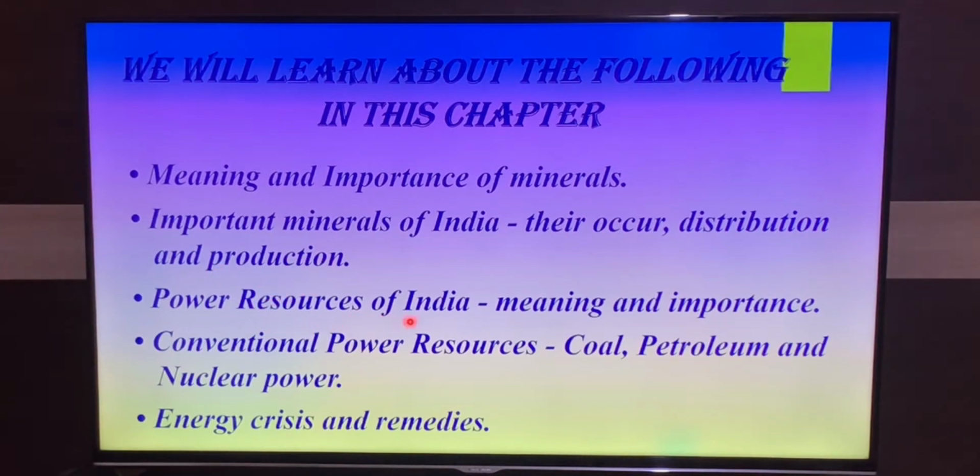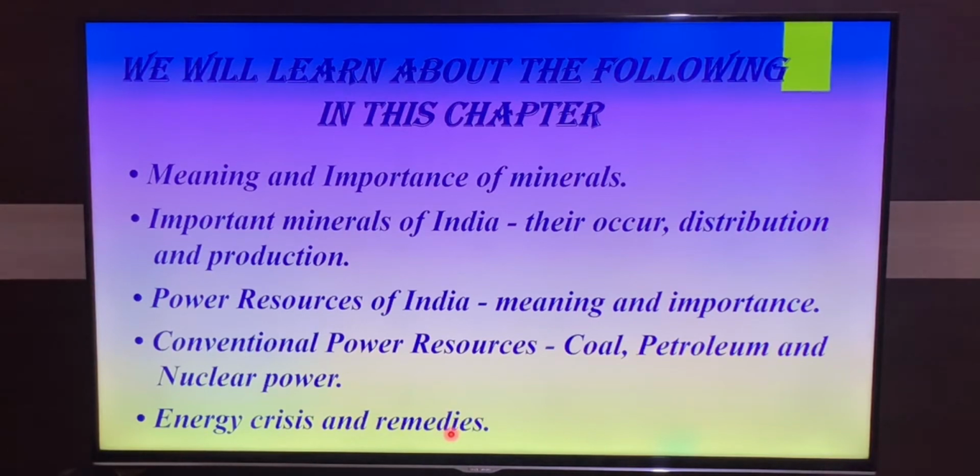Power resources of India, meaning and importance. Conventional power resources: coal, petroleum and nuclear power. Energy crisis and remedies. These are the topics we are going to discuss in this chapter.